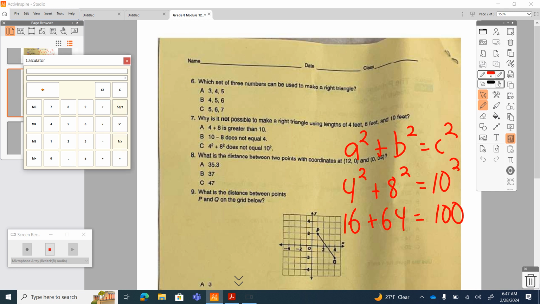16 plus 64 is 80. 80 is not equal to 100. So let's look at our twist. 4 plus 8 is greater than 10. Well, that's true, but that has nothing to do with it. 10 minus 8 does not equal 4. That has nothing to do with it. 4 squared plus 8 squared does not equal 10 squared.